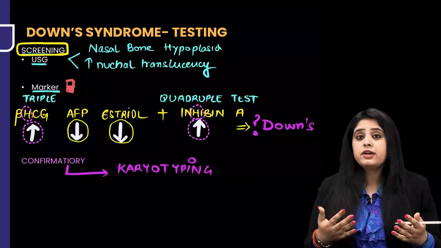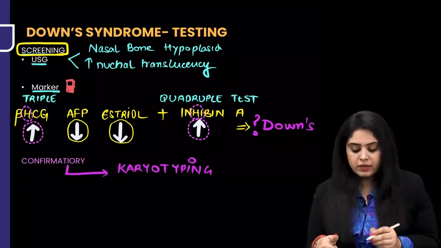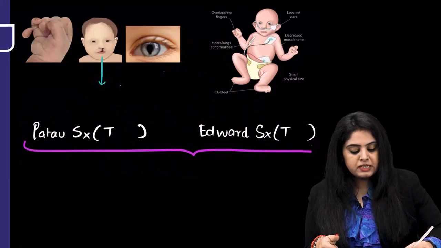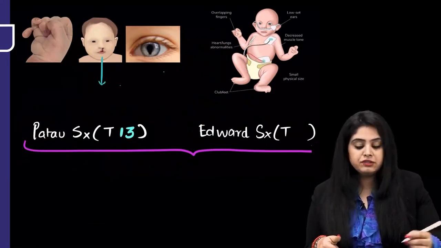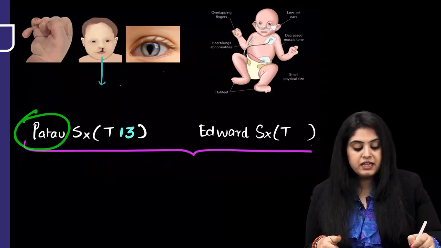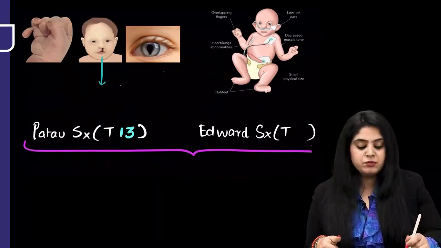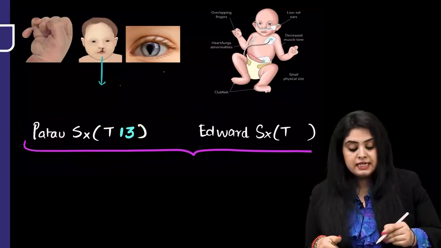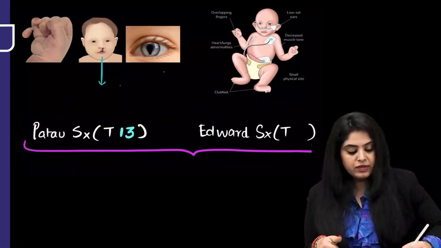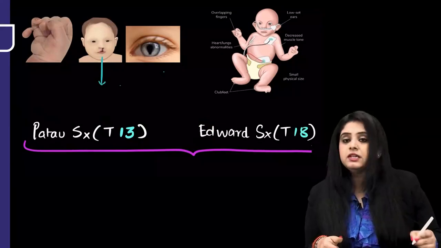Shall I go on to the other trisomies? This was trisomy 21. Now I'm going to ask you, what is Patau syndrome? Patau syndrome is trisomy 13. Because we always learn that Patau's age is puberty age. Patau syndrome is puberty age, that is trisomy 13. And what is Edward? E for E. So Edward syndrome is going to be trisomy 18.